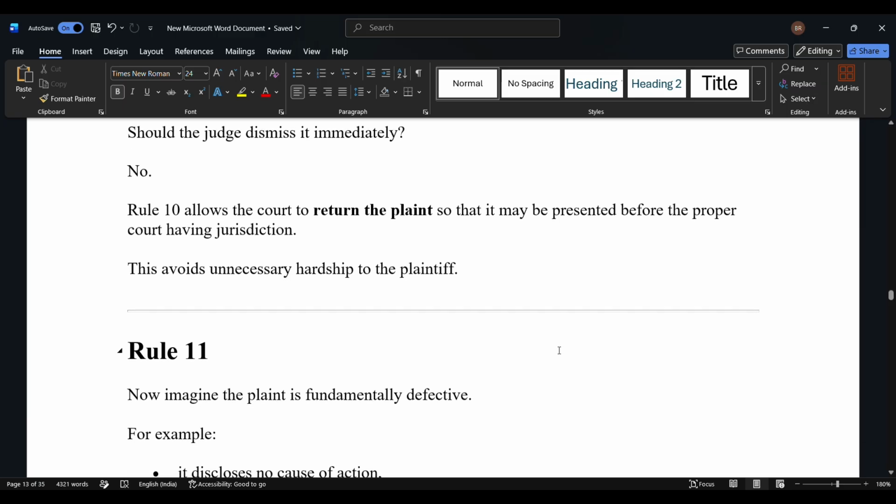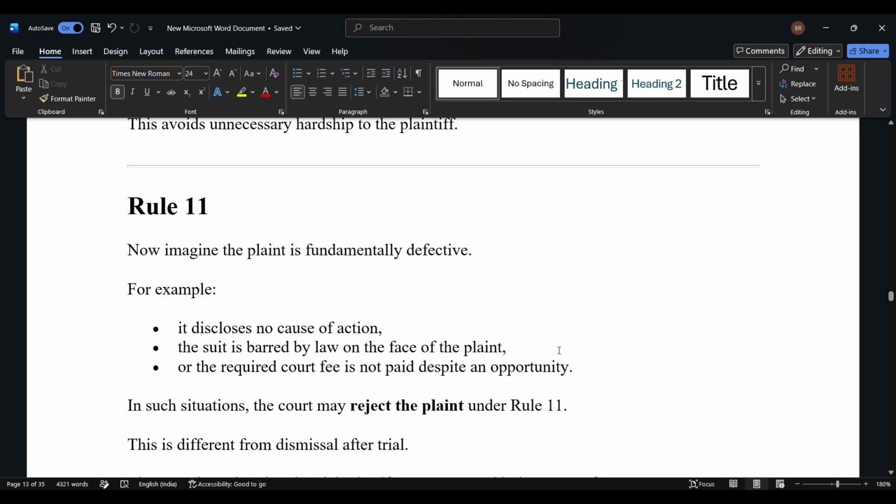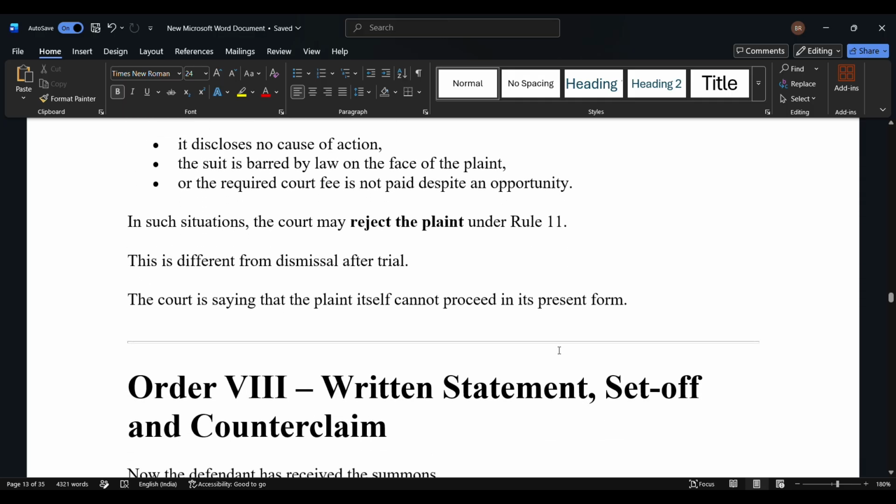Rule 11. Now imagine the plaint is fundamentally defective. For example, it discloses no cause of action, the suit is barred by law on the face of the plaint, or the required court fee is not paid despite an opportunity. In such situations, the court may reject the plaint under Rule 11. This is different from dismissal after trial. The court is saying that the plaint itself cannot proceed in its present form.